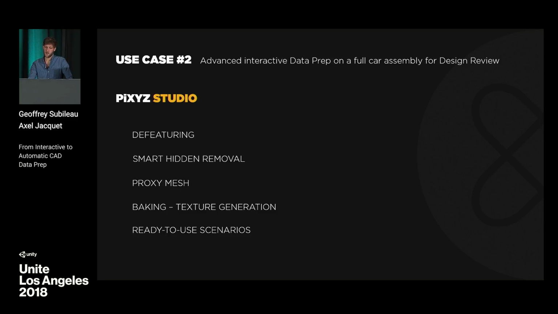Then we have the proxy mesh, which basically creates a lightweight envelope mesh that can be used as a collision mesh or shadow mesh. And combined with the baking tool that we have, you get to create optimized assets for HoloLens, for example. It can be very, very powerful. And finally, we also offer in Pixyz Studio some ready-to-use scenarios. We have some examples that show you how to build end-to-end automatic data prep scenarios.